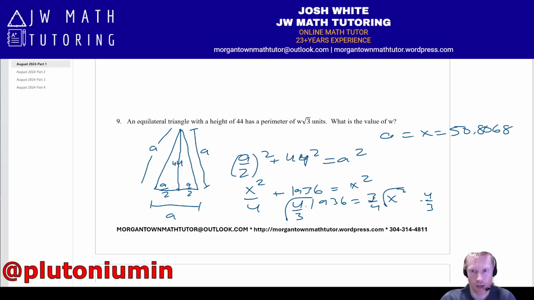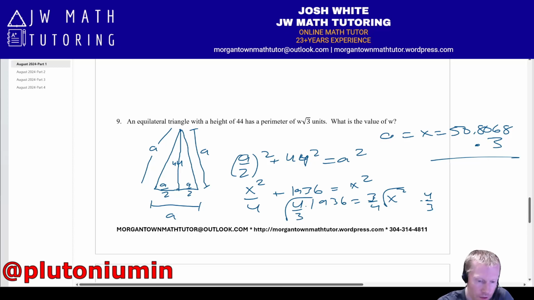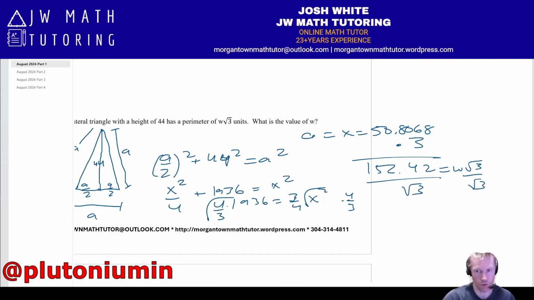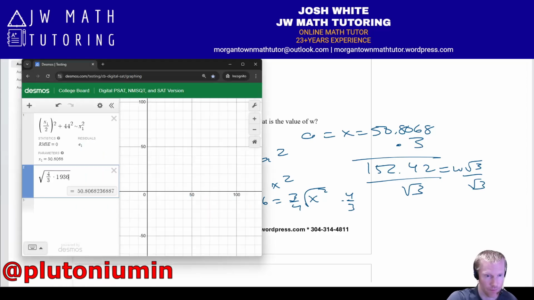Now, you'd multiply that by 3, and you'd get some number. It's going to be like 152.42, approximately. And that's your perimeter, because a or x is one side, and then multiply by 3 to get the total perimeter. Then that is equal to w root 3. So all I have to do now is divide this number by root 3, and that's going to give you your w. So the problem is, let's see here.